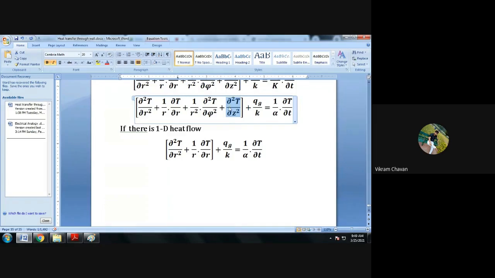And the equation will be converted as ∂²T/∂r² plus 1/r multiplied by ∂T/∂r plus qg/k equal to 1/α multiplied by ∂T/∂t. Okay, getting everyone? Is there any question, any doubt? So write this equation.